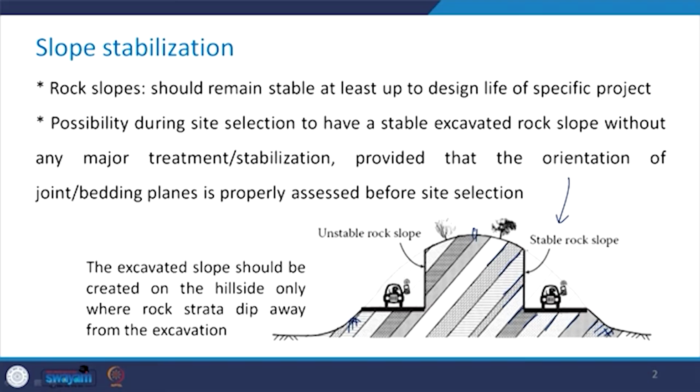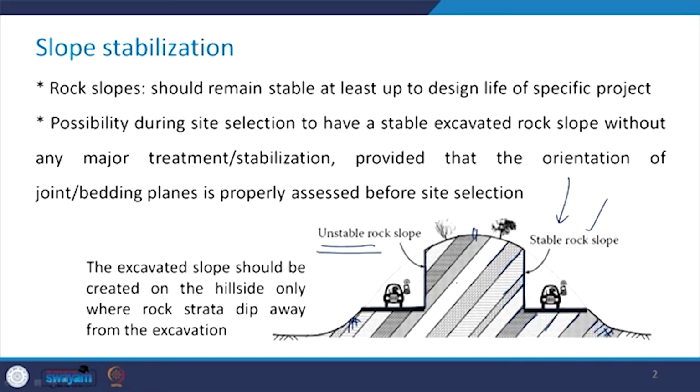In one case, the slope has been cut in this particular manner here, and in another case, it has been cut in this manner on the other side. Now, this is said to be a stable rock slope, however, the other side is the unstable rock slope. So, why is this unstable? Because the rock strata is dipping towards this excavation.